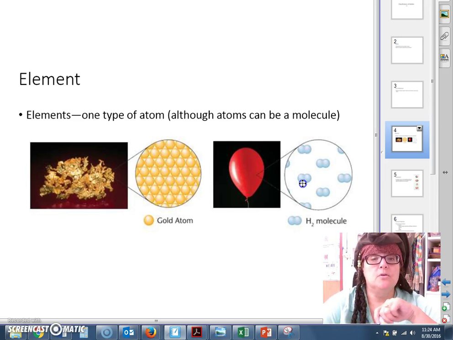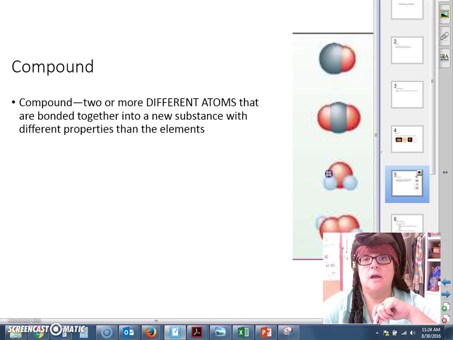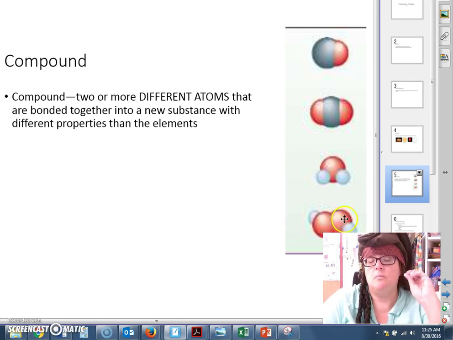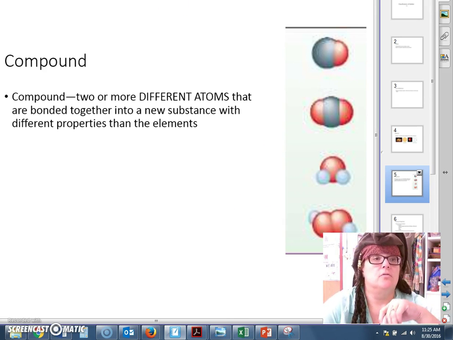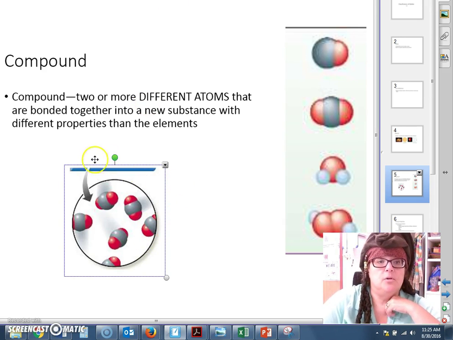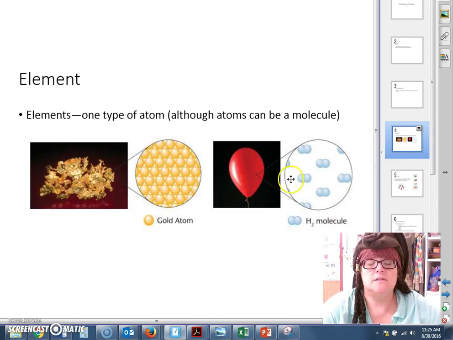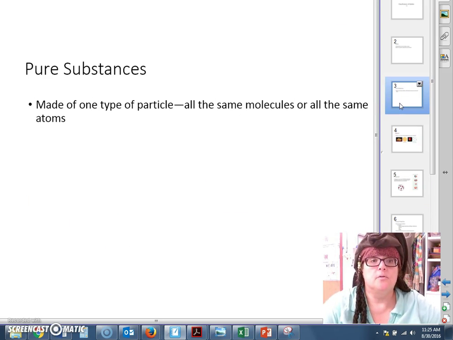All right? A pure substance also can be a compound. And you can see over here on the right-hand side, it's not a great picture, but these are all compounds, different types of compounds. Compounds, again, are going to look the same. You're going to have all H2O particles. Here's another example of a compound. They're all the same. They're two or more different atoms. Notice they're different than these guys. These guys are both the same atom, so this is an element. This is a compound. All of these are pure substances.